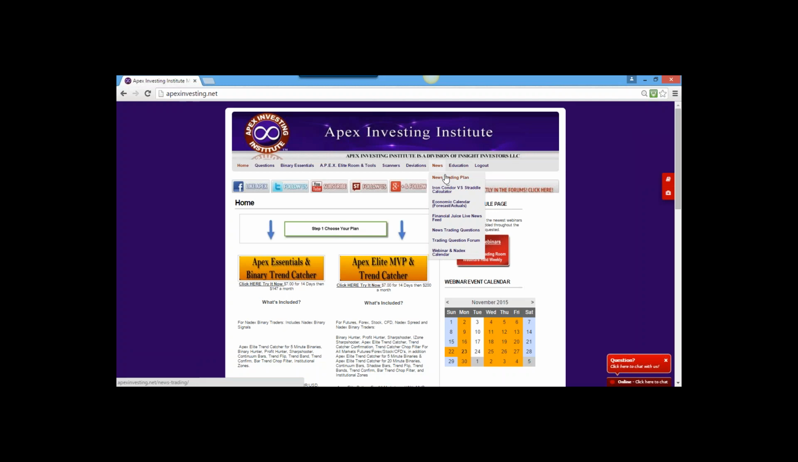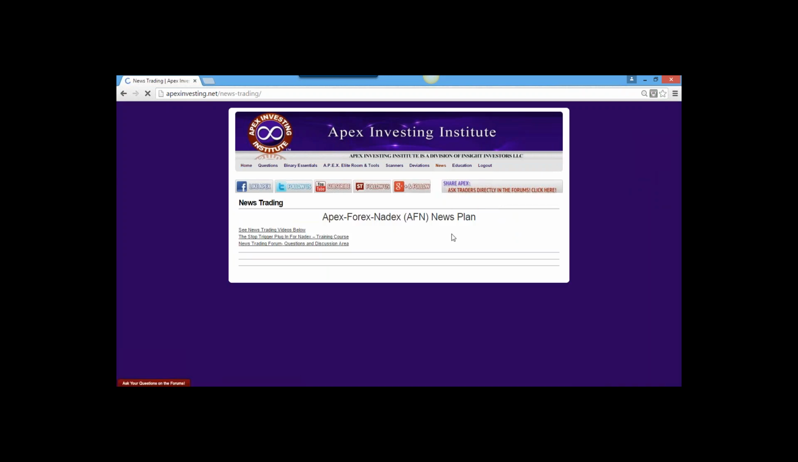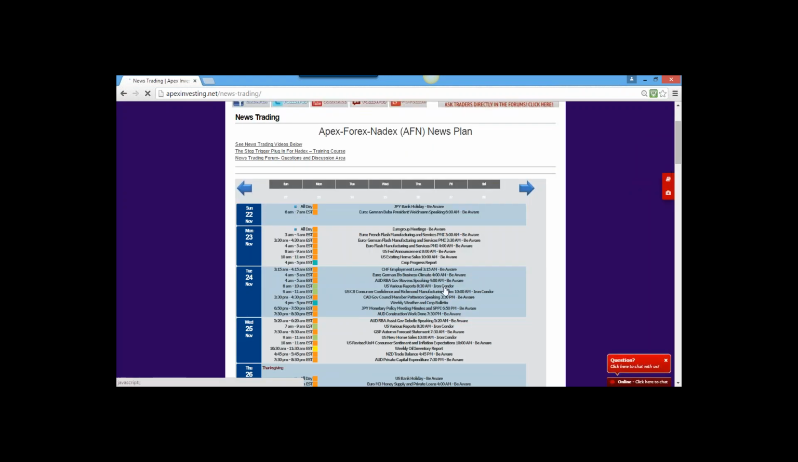News trading plan, what's the next one? Iron condor versus straddle calculator. Because I can't tell you how many times I've seen people on our news trade plan here go, oh, look, you recommend an iron condor right here. So that means there's a news event coming out. I'm just going to do that straddle thing. And every single time you lose.